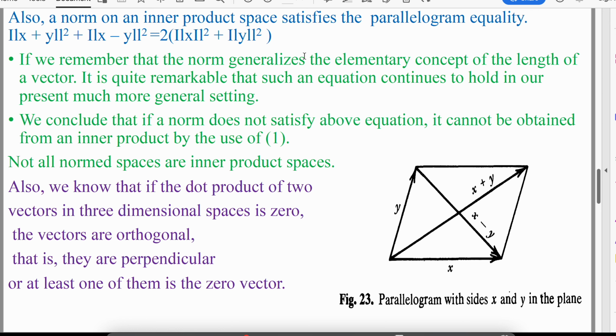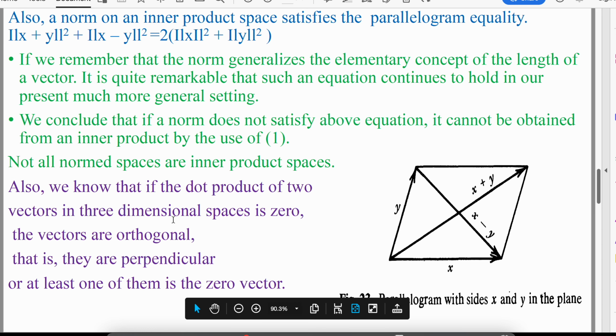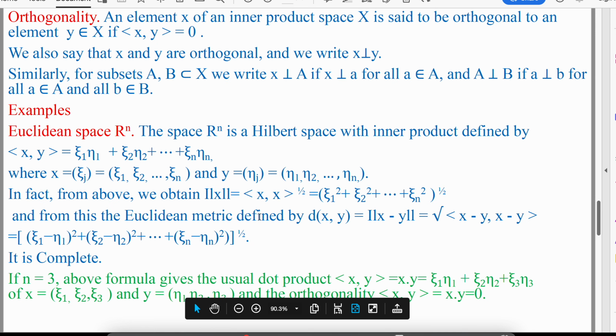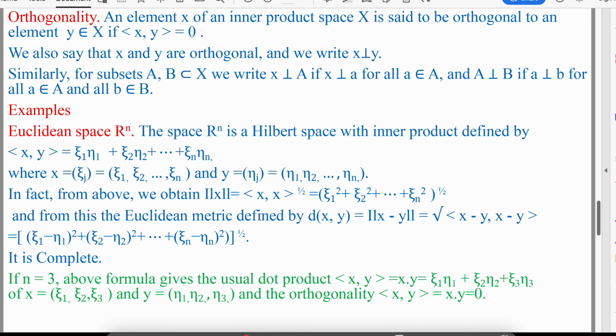Also we know that if the dot product of two vectors in 3-dimensional space is 0, then the vectors are orthogonal, or we can say they are perpendicular, or at least one of them is the 0 vector. So what is orthogonality? An element x of an inner product space X is said to be orthogonal to an element y belonging to X if the inner product of x and y is equal to 0. We also say that x and y are orthogonal, and we write x is orthogonal to y like this. This is also the symbol of perpendicular.